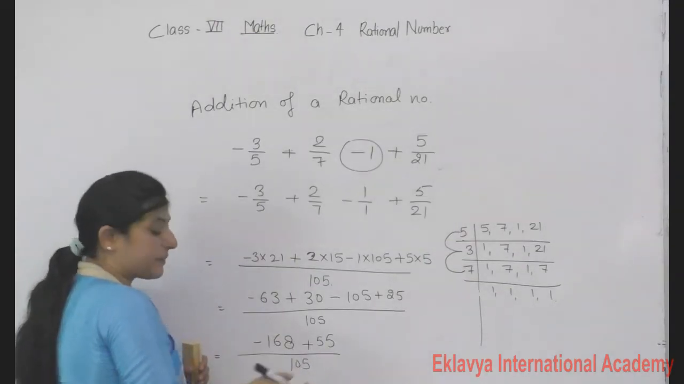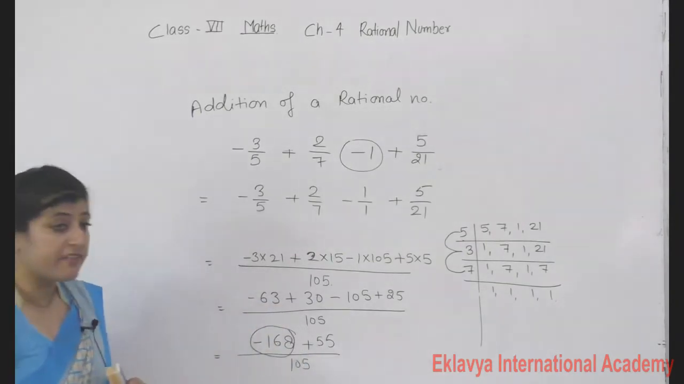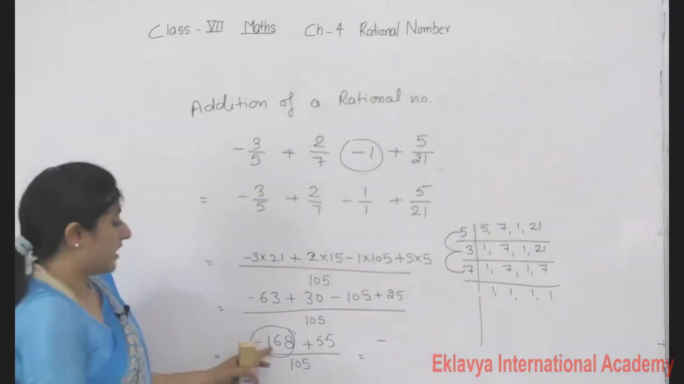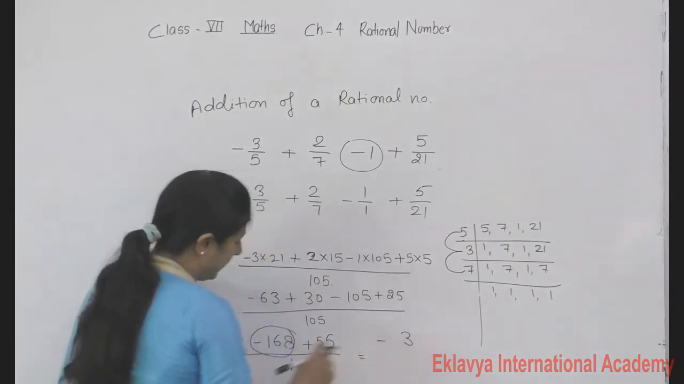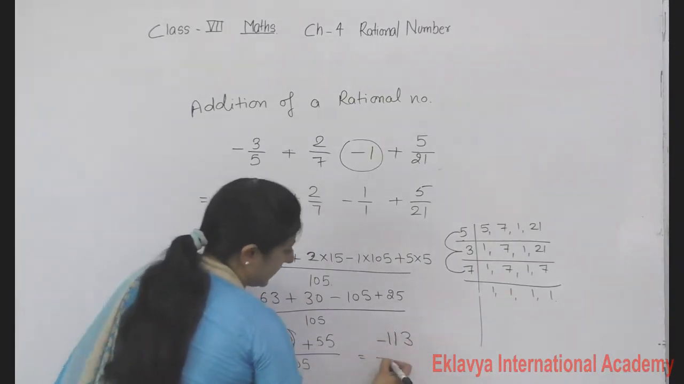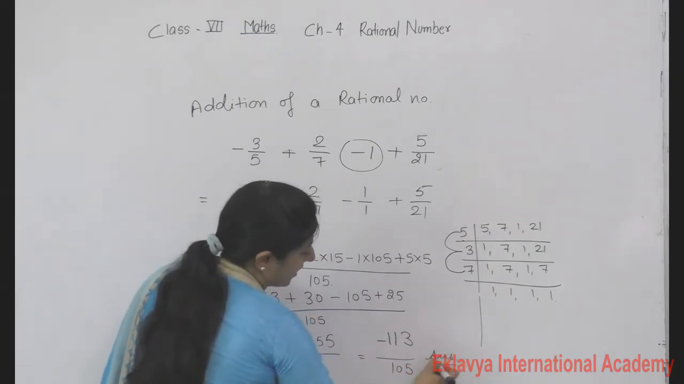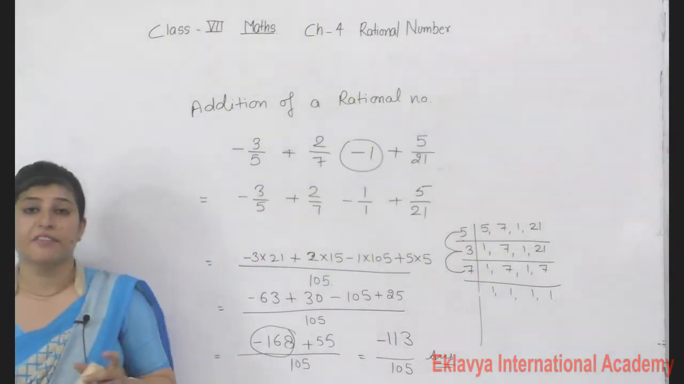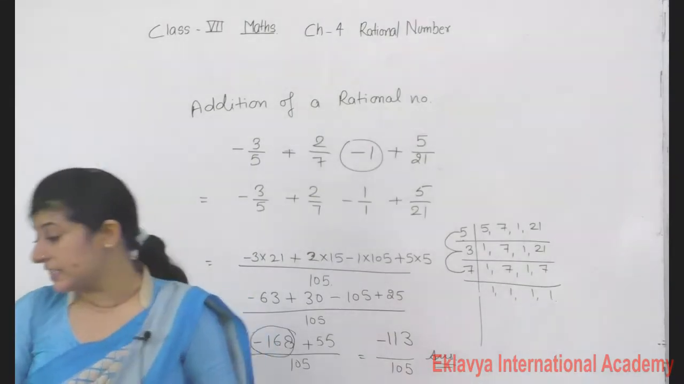Plus and minus, okay, but which value is greater? Negative value. It means your answer will come in negative. Now solve it. 168 minus 55 is 113, divided by 105. This is our answer. This type we will solve when we have different denominators. Take one more example.